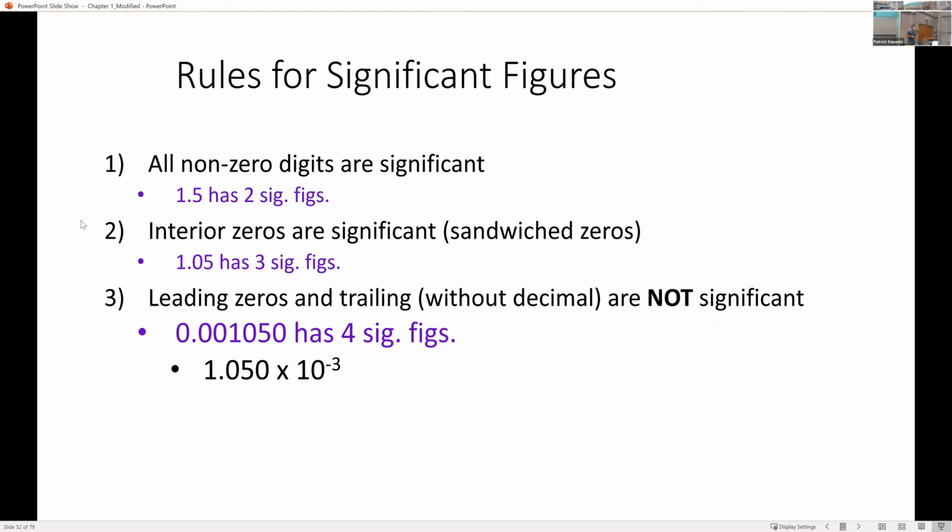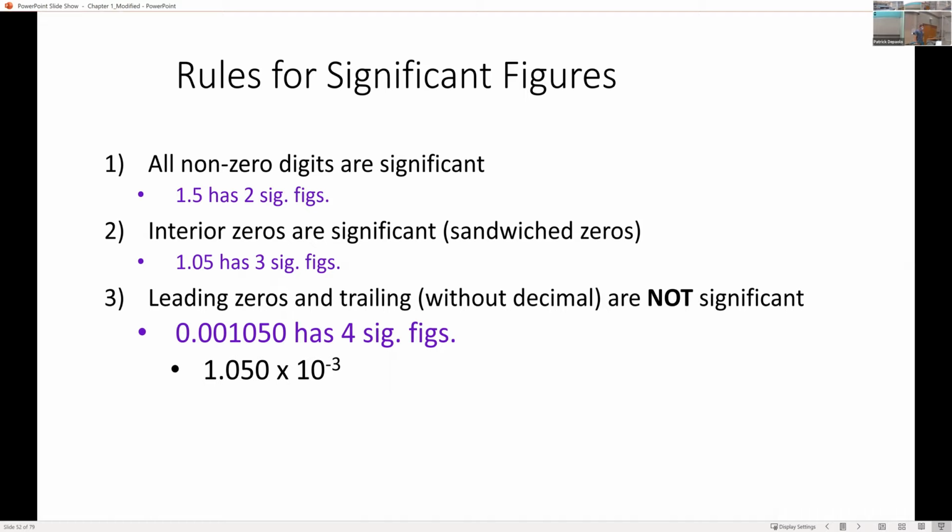But let's do the first one, where all non-zero digits are significant. Well, that makes sense, right? If you're going to measure a number and you have digits in it that aren't zero, you got those digits from somewhere. You measured them. Therefore, those digits are significant to the measurement. Same thing with interior zeros. If you have zeros sandwiched in between other digits, like 1.05, they are significant, because you have to pass those zeros to get to the other non-zero digit. So all three of those digits are significant. That 1.05 has 3 significant figures.